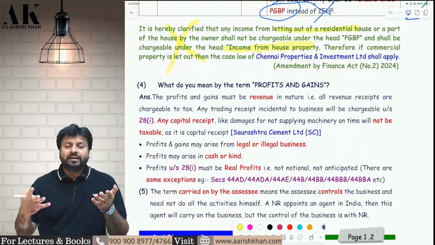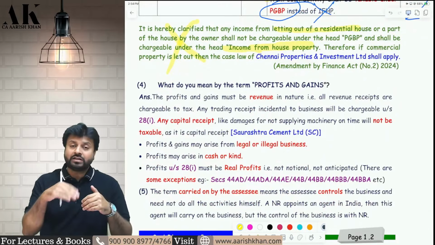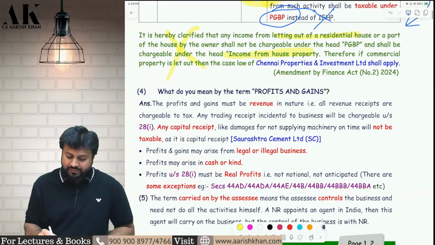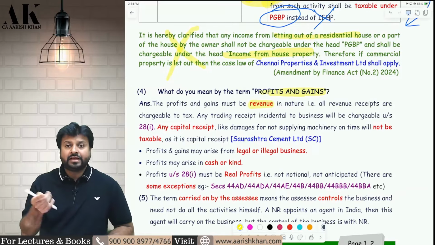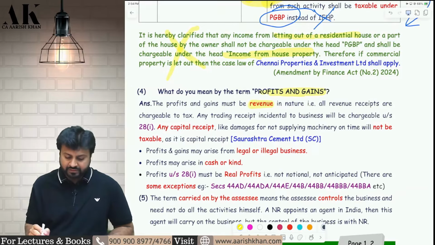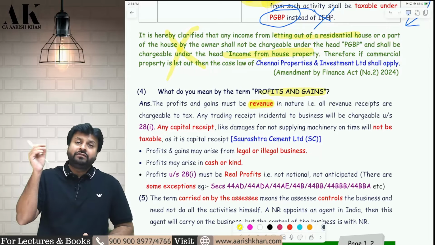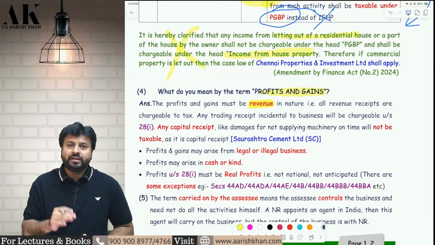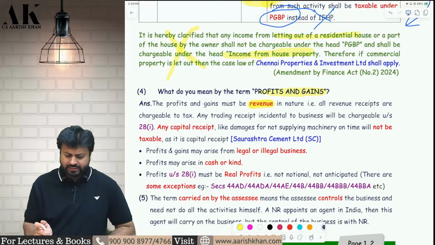This is what we have done as an analysis of what is business, what is profession, what can come under PGBP, what cannot come under PGBP. Now let's talk about the next part of the charging section, that is profits and gains. What is profits and gains? First of all, if profits and gains have to come under PGBP, they have to be revenue profits. Revenue profits are covered over here. Capital profits are not covered here. If you want to charge capital profits, then you need a separate charging section. Capital profit cannot get charged under section 28(1), that is the general charging section.